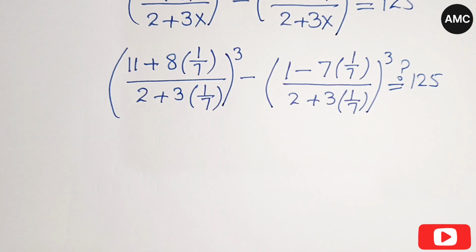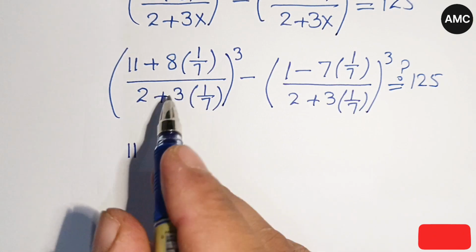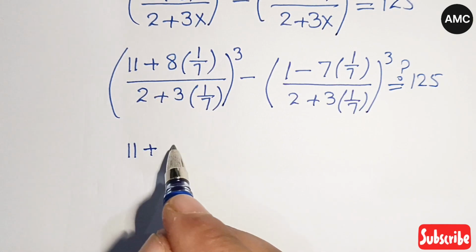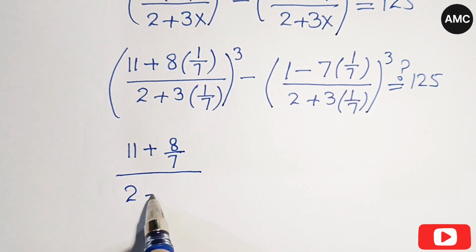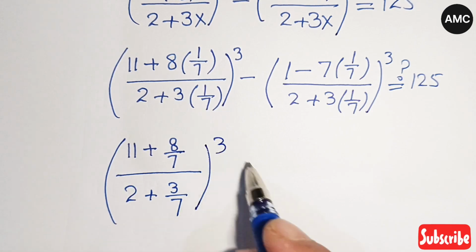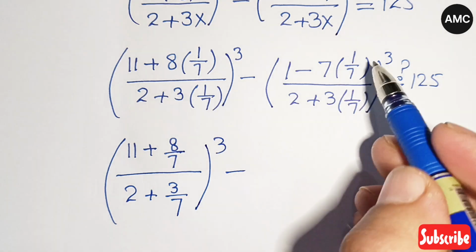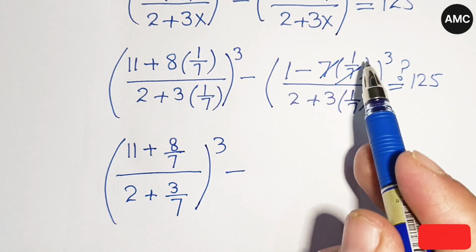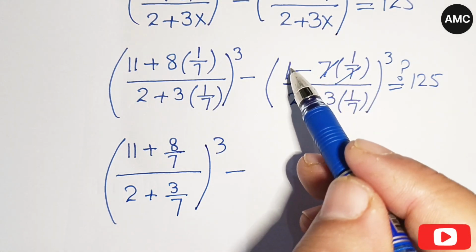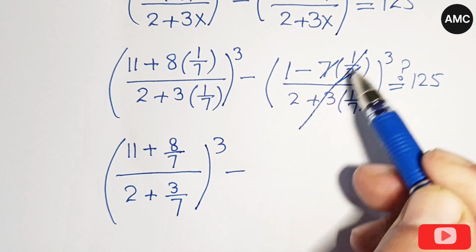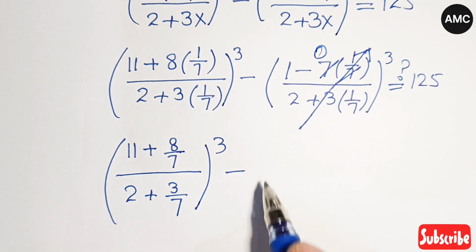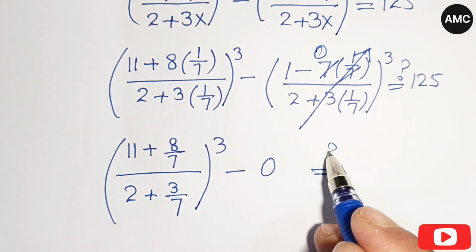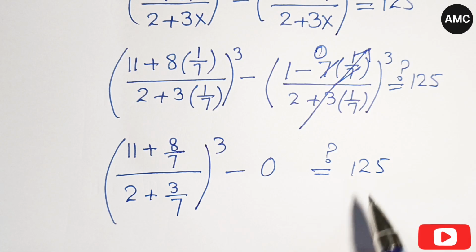Now we have here in numerator, we just write 11 plus 8 over 7 all over 2 plus 3 over 7 whole cubed. Now here we see that this 7 is cancelled out, we get 1 minus 1, which is equal to 0. So 1 minus 1 is equal to 0, then this entire expression will be equal to 0. So we just write here 0. Is it equal to 125?